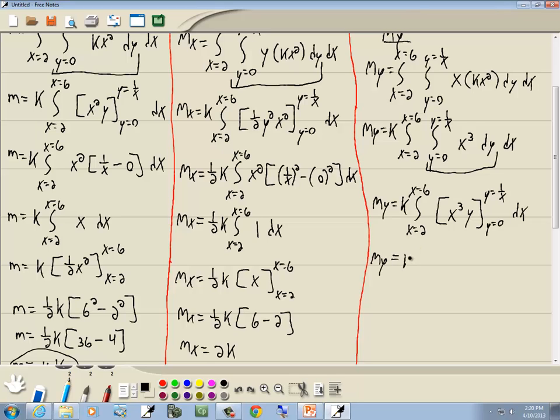And I got k, x is equal to 2, x is equal to 6. Now we'll plug in, the x to the third I can put out in front of the bracket. Now we're going to plug 1 over x in for y. So we've got 1 over x minus, now plug 0 in for y. So that gives us 0 there.